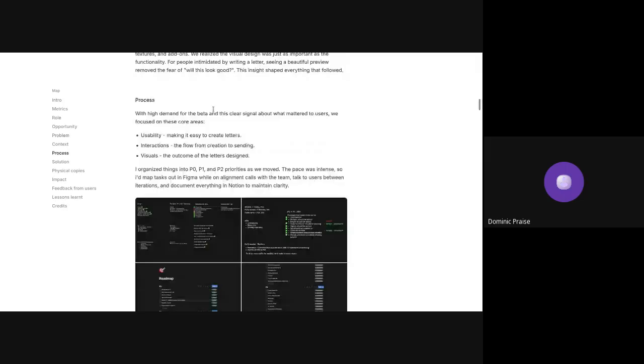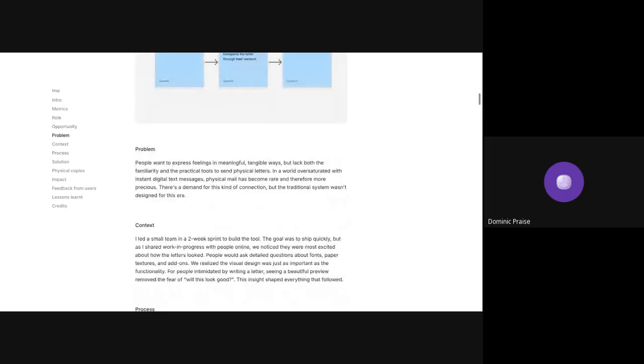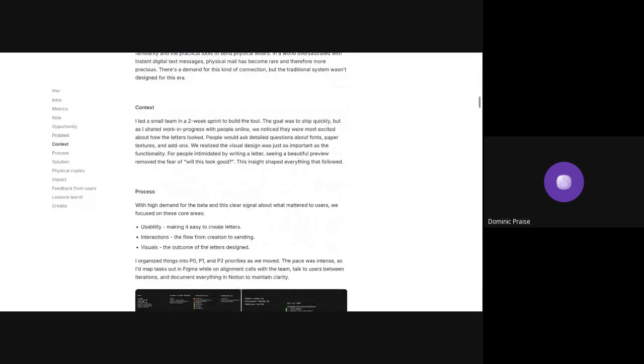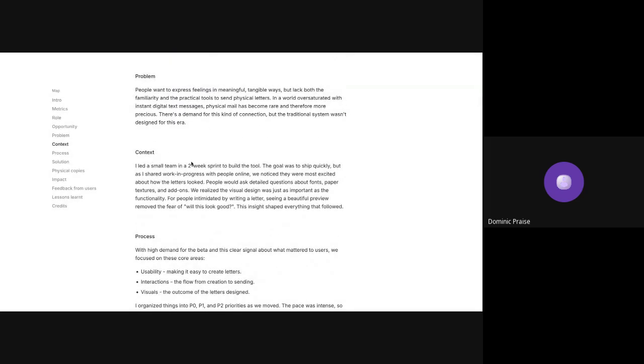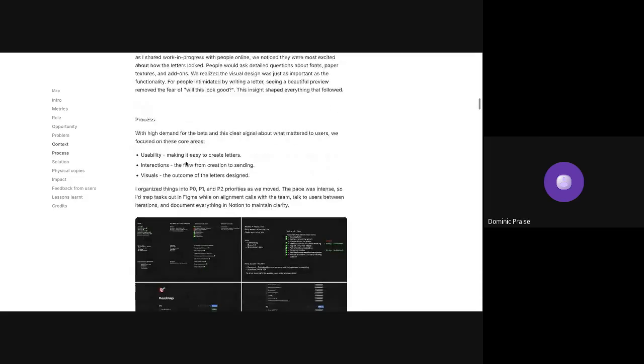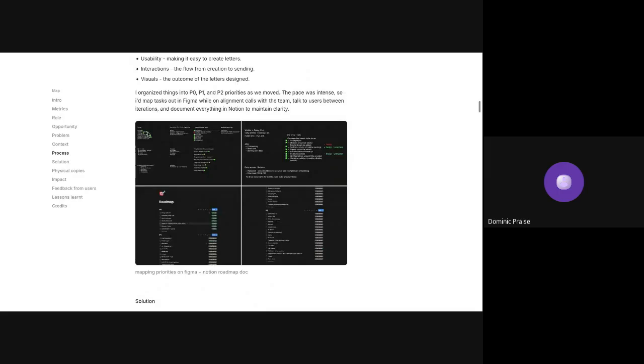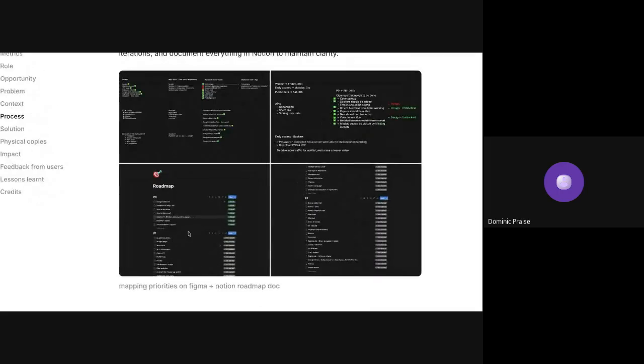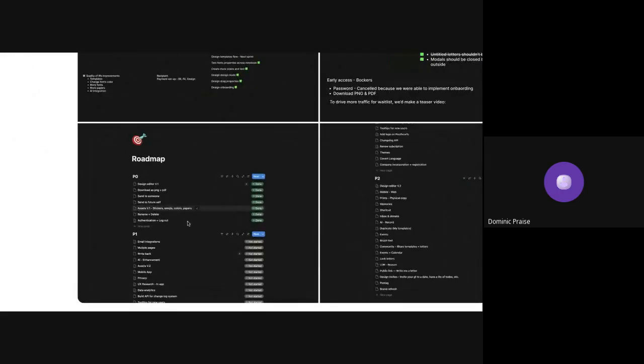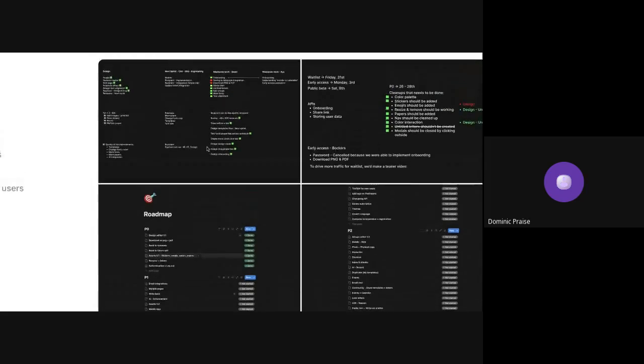Then he also talks about the process. The person didn't just show us his design straight up. He also talked about how he started solving the problem, assembled a team, started with usability and interactions before the visuals. The person had a concrete roadmap, see how those things are highlighted here.